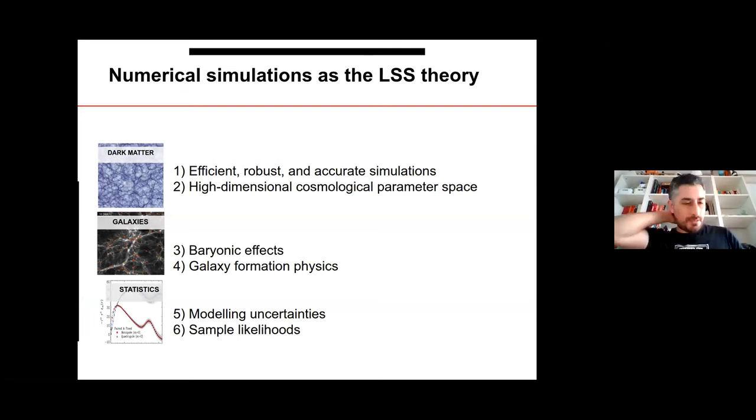Okay, I guess by now, if we argue that this task is worth doing, it's also difficult, right? So I'm going to tell you what we have achieved so far, and whether we are just crazy trying to do this, or whether there's a chance that it will work. For it, we need to solve several problems in different areas. On one hand, we need to simulate dark matter accurately. We need to create simulations that are efficient, robust, and accurate. We need to sample a high-dimensional parameter space, and then we need to model baryonic effects. We need to model galaxy formation, and then we need to model uncertainties and sample likelihoods in an efficient manner.